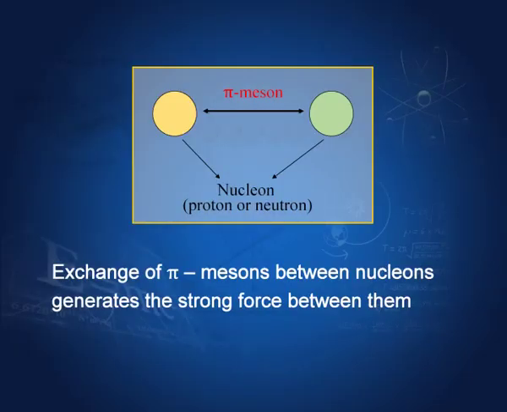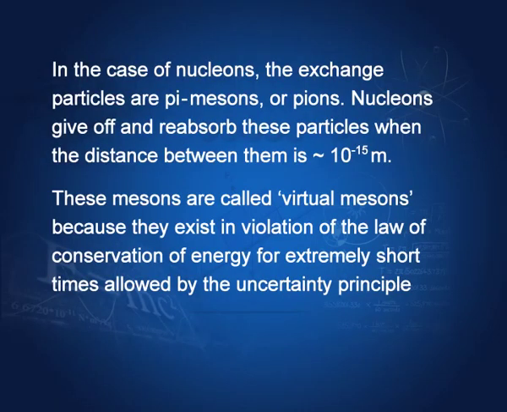Again, because of the uncertainty principle, you remember delta E times delta T is equal to h cross. So, if there is any fluctuation in energy, say delta E, then it can exist for a time delta T, which is equal to h cross by delta E. So, that is what it means, that these mesons are virtual mesons because they exist in violation of the law of conservation of energy for extremely short times, allowed by the uncertainty principle. I told you when we were discussing the uncertainty principle that there are many things in physics which cannot be explained otherwise. You have to invoke the uncertainty principle, and that is what we are doing here. These mesons exist only because of the uncertainty principle for very, very short times.